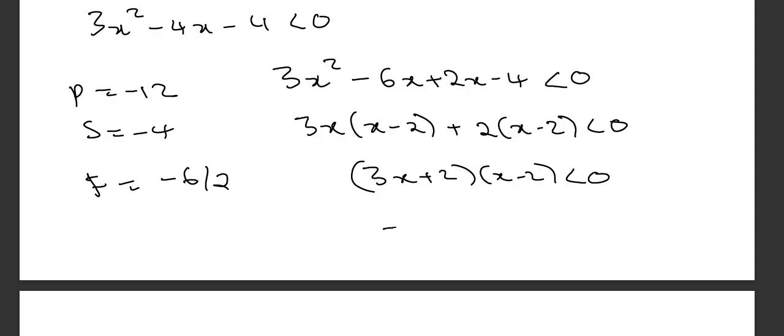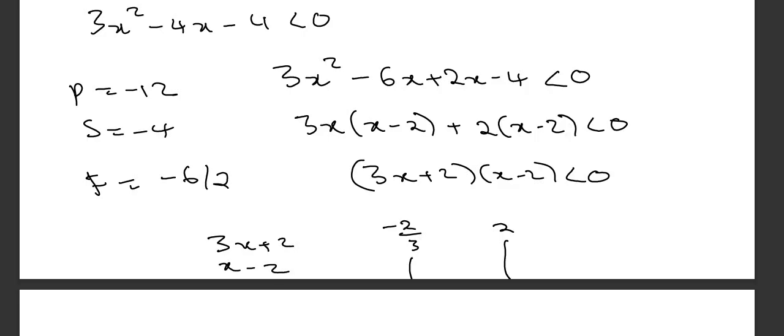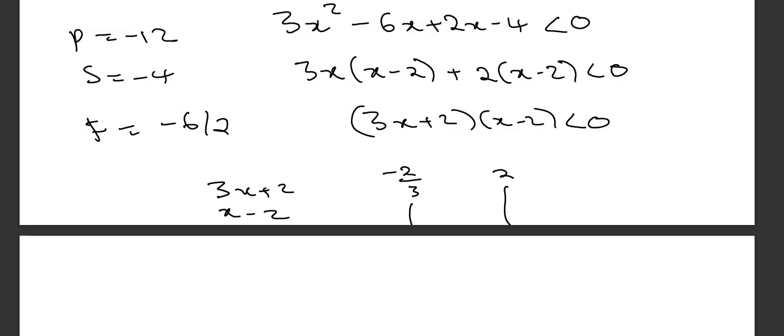When you solve this, you get negative 2 over 3. Then when you solve this, you get 2. So we put them like that, then we put our two factors like this. Then we just test, choose any number that's below this. So I'll use, let's say, negative 2.